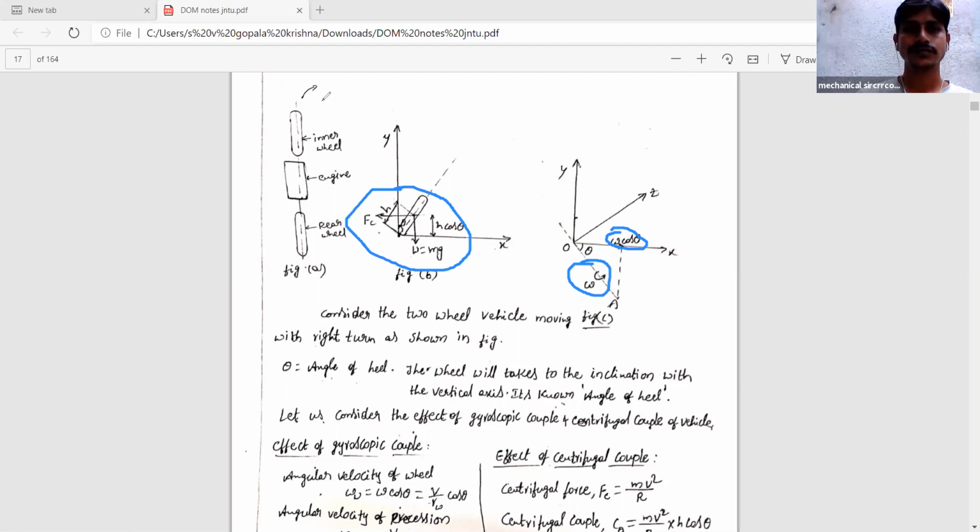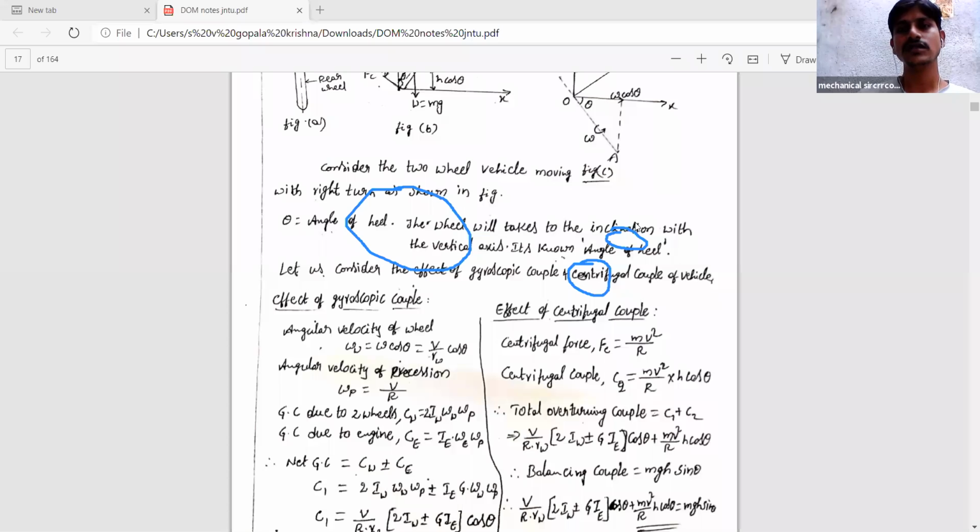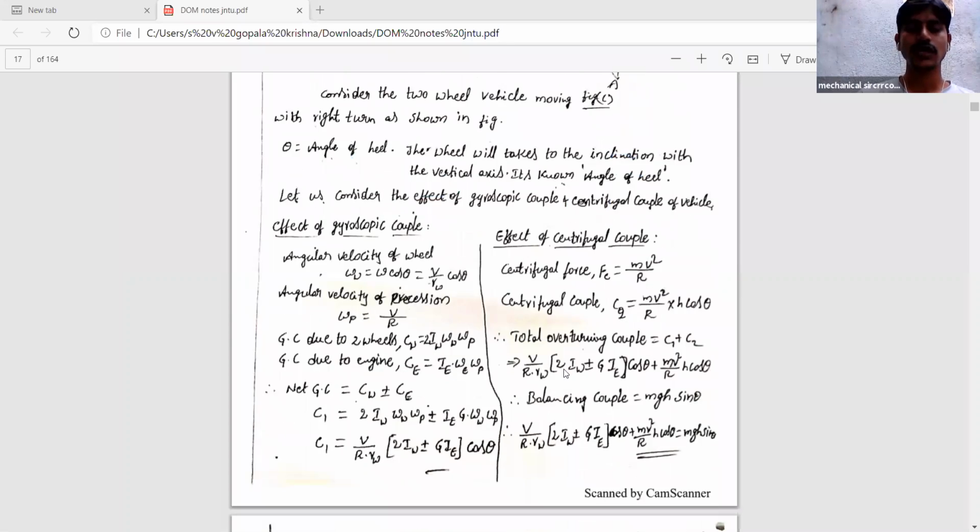Now in this case, two types of effects are there for our two-wheeler vehicles: the effect of gyroscopic couple and the effect of centrifugal couple. Now we will find out the effect of gyroscopic couple.